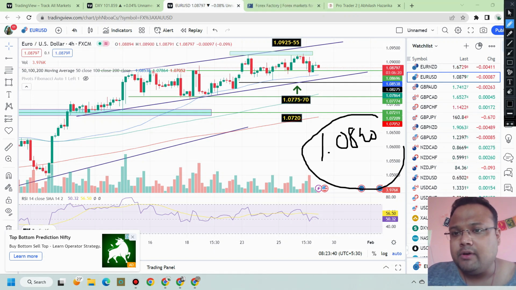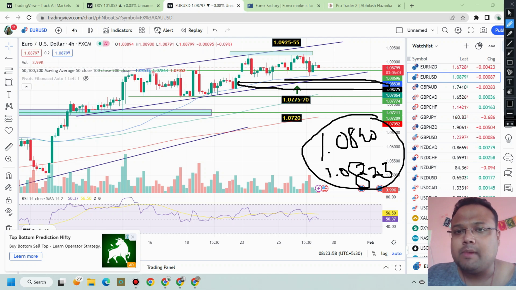So instead of the 50 moving average, you can also focus on the trend line, which is around 1.0840. Around this level you can focus on the market. If the market breaks this level, then you have the 1.0825 level. This is a whole support zone in the market. There's a good chance that the market will take support and bounce from this level.